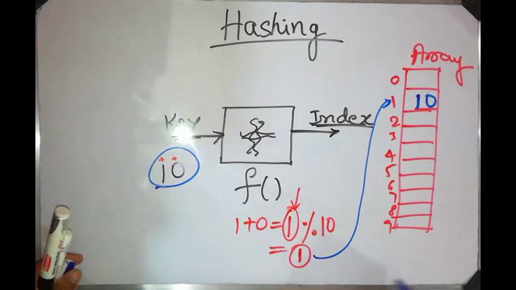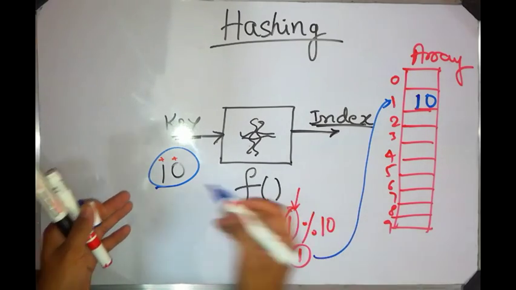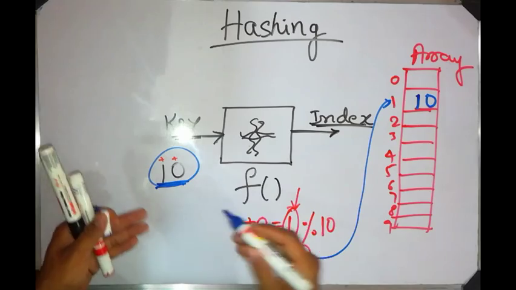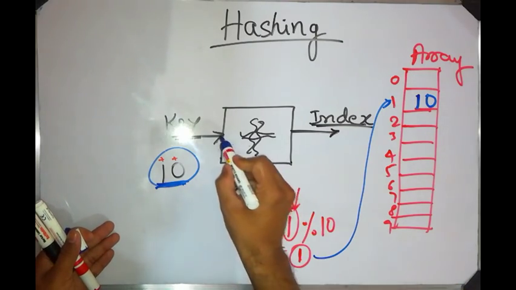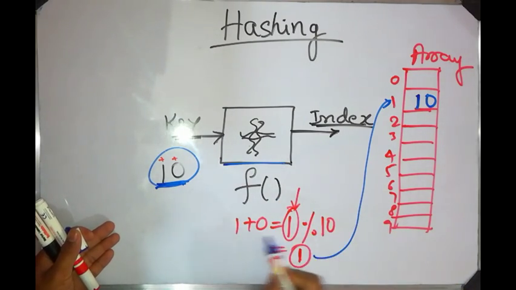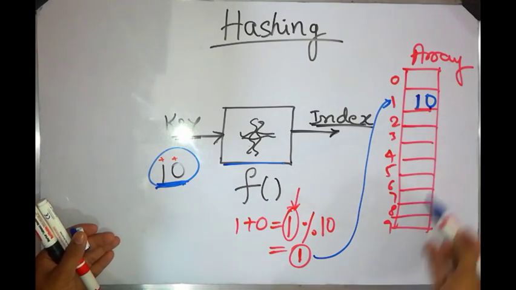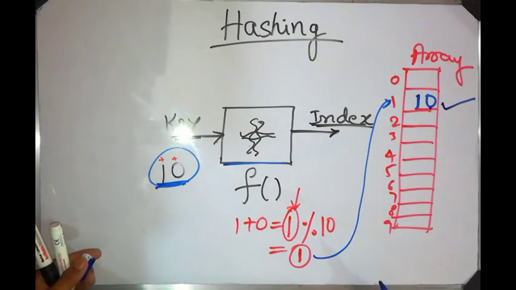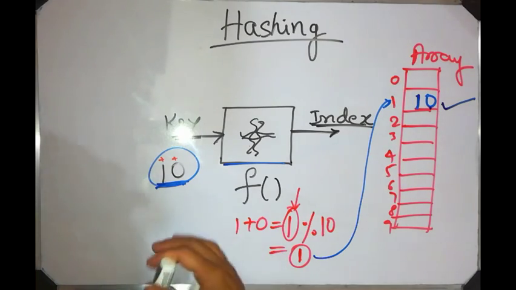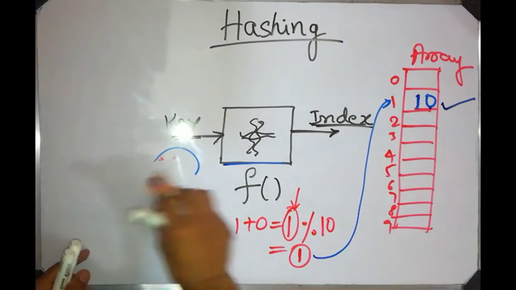Next time you want to search the same key, it is very easy. Feed the same key to the function, compute this, you will get the index, go there straight away, and you will get the element, right? So let us take one more example of a different key.